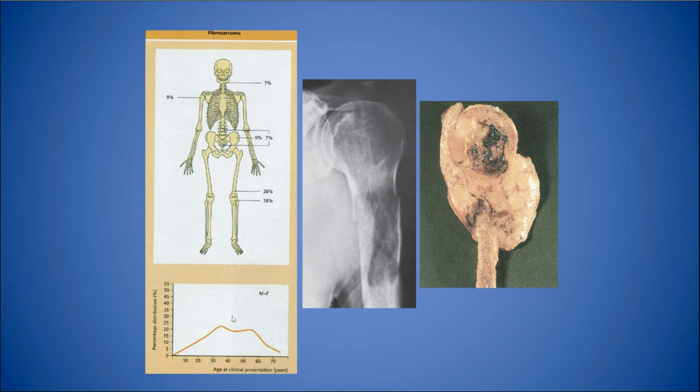The distribution is usually in adult patients older than 20, 30 years of age, and almost equal gender distribution. Here we have another example of one where you can really see that there is a very ill-defined tumor border, and there is a pathological fracture associated with the lesion. Grossly, these lesions appear very fleshy, masses with areas of hemorrhage and necrosis.